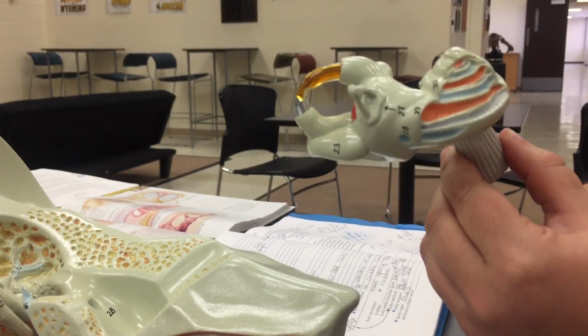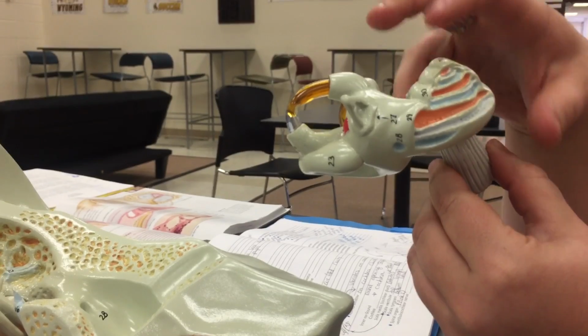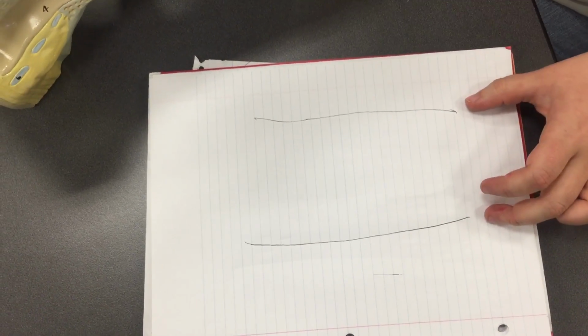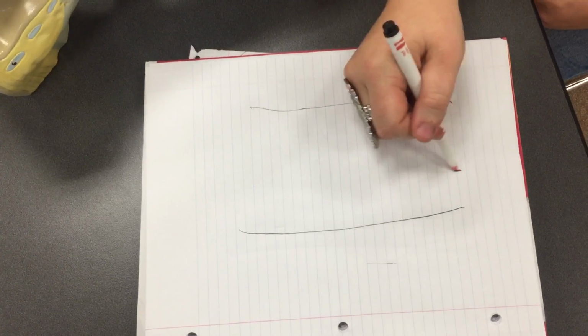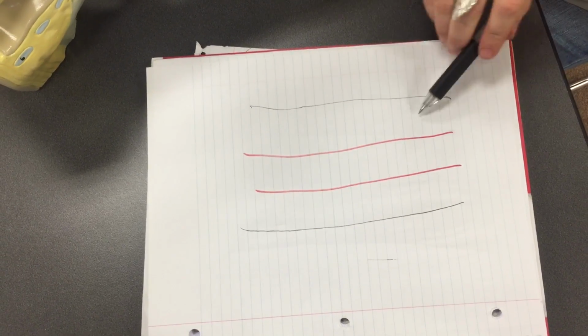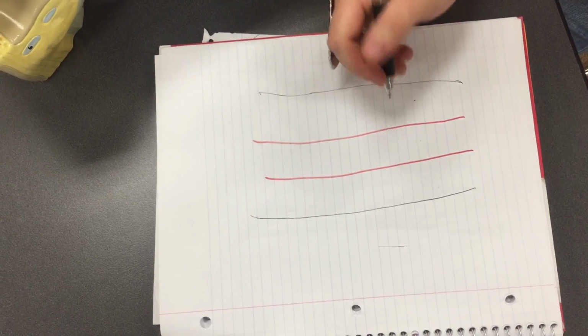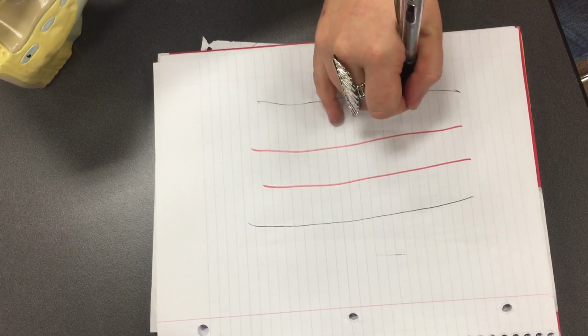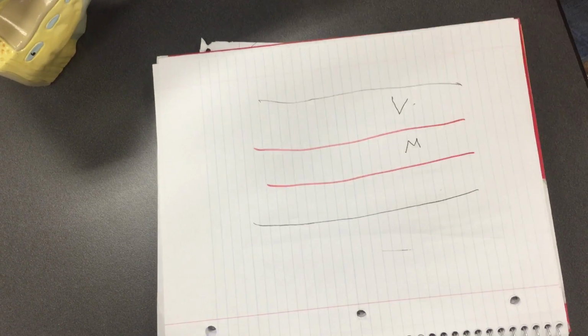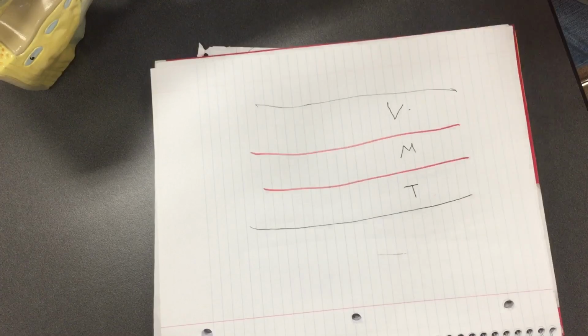So the cochlea has three distinct ducts. And we're going to do a little visual here. So we start out with this bony tube, and within that we add in a membranous tube, which gives us three ducts. 1, 2, 3. The top one is the scala vestibuli. The middle one is the scala media. The bottom one is the scala tympani.